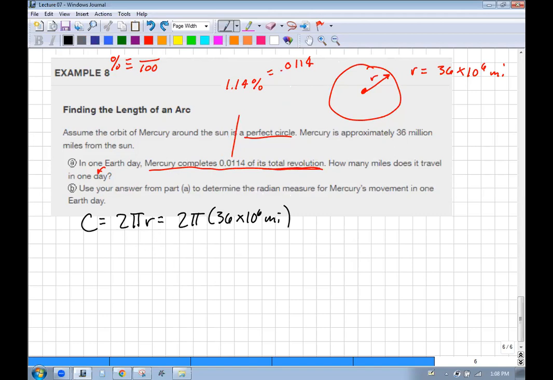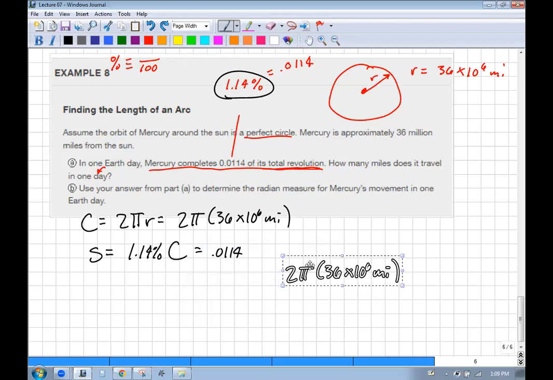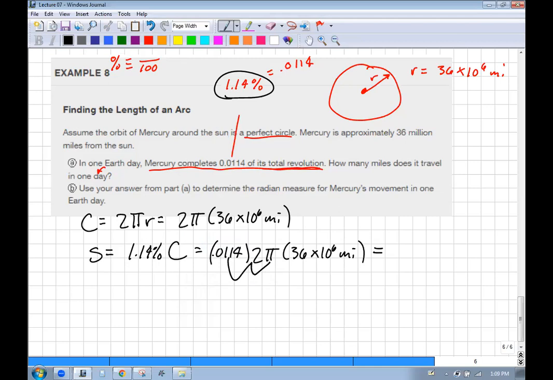So the distance it's traveled would be 1.14% of the circumference. This, as a percentage, is just 0.0114, and the circumference is this, a length, right? And this is a number. This is just some huge number of miles. That's how you do this problem, okay? We find out the distance all the way around, and then we take 1.14% of it. That's how far it's traveled in one Earth day. So that's part A.